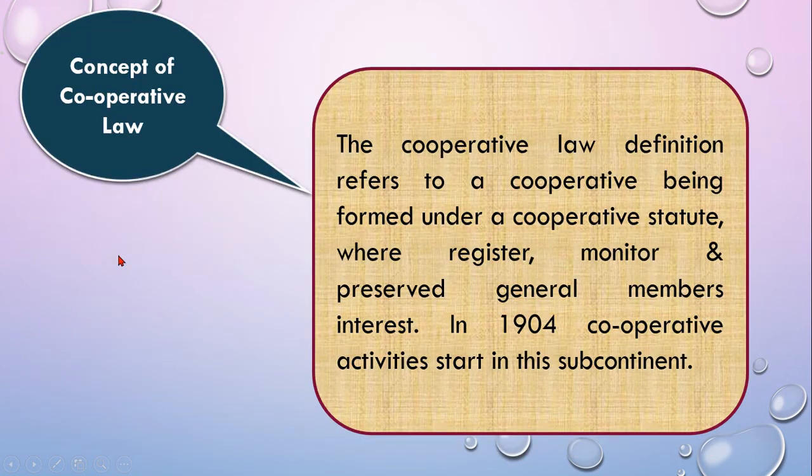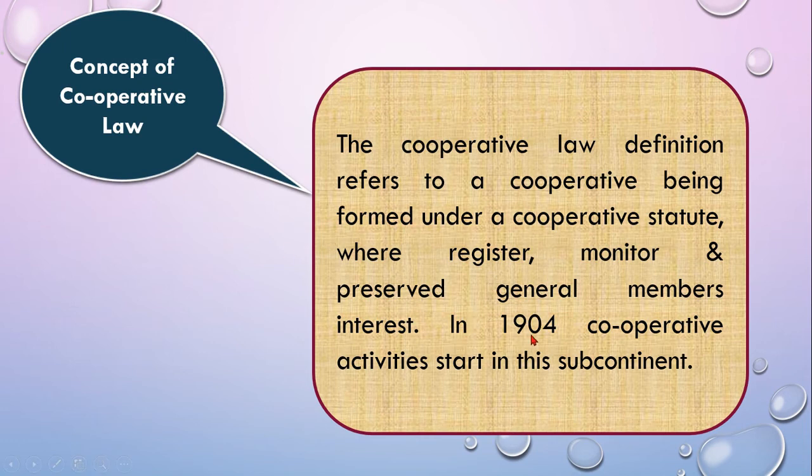Next one is cooperative law. So cooperative law is very useful to monitor the cooperative. The cooperative law definition refers to a cooperative being formed under a cooperative statute, where registered, then monitor and preserve regional members' interests. So if you don't have a cooperative law, sometimes people will betray, or sometimes people will not work properly in the cooperative. That is why you need the cooperative law.